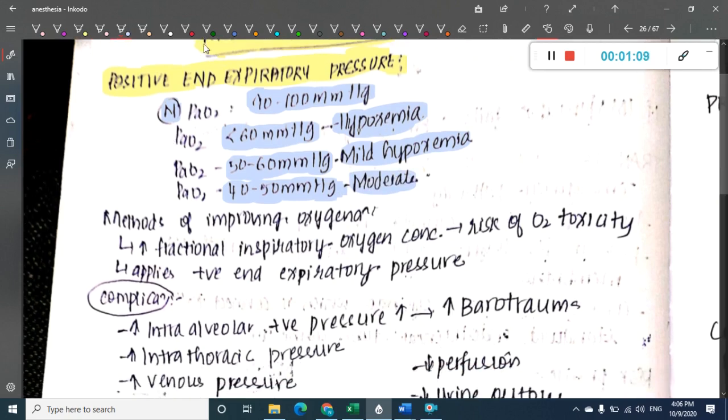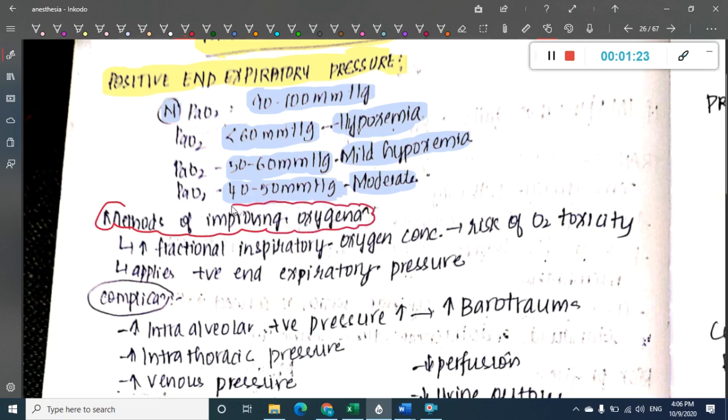Now, what are the methods of improving oxygenation? The methods of improving oxygenation include: one, you will have to increase the fractional inspiratory oxygen concentration, and you will also have to apply the positive end expiratory pressure. The fractional inspiratory oxygen concentration is the amount or concentration of oxygen present in the inspired air.